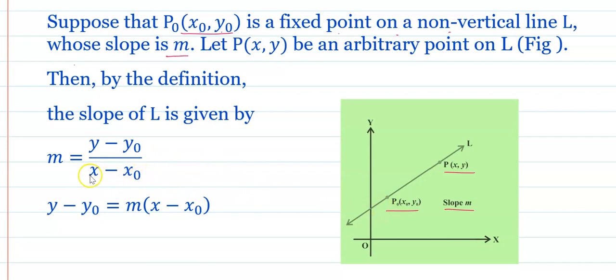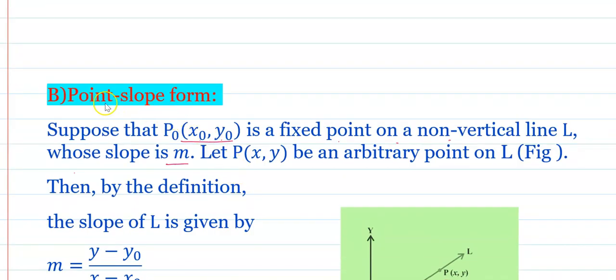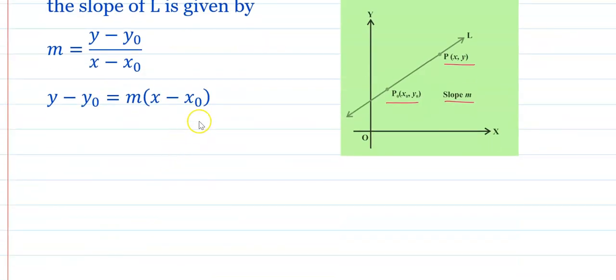Now simplify this. Then what will you get? The term x - x0 will multiply to m, and you will get y - y0 = m(x - x0). This is the slope point form. It is called the slope point form. That is, we must know a point on the line and we must know the slope of the line. Then we can find out the equation of the line.